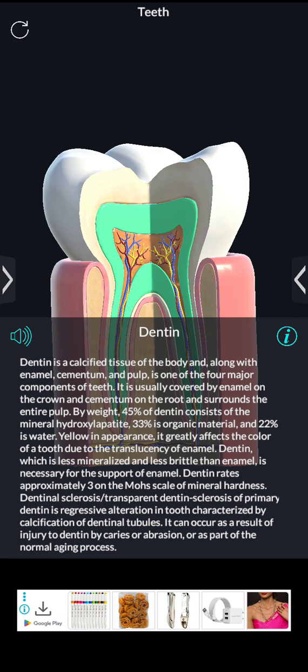Dentin, which is less mineralized and less brittle than enamel, is necessary for the support of enamel. Dentin rates approximately 3 on the Mohs scale of mineral hardness. Dentinal sclerosis. Transparent dentin sclerosis of primary dentin is a regressive alteration in the tooth characterized by calcification of dentinal tubules. It can occur as a result of injury to dentin by caries or abrasion, or as part of the normal aging process.